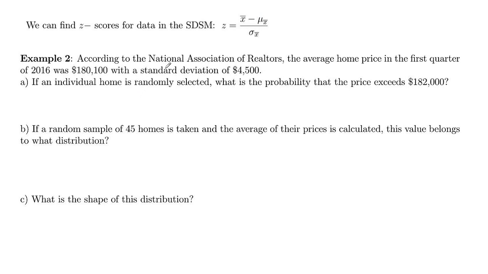According to the National Association of Realtors, average home price in the first quarter of 2016 was $180,100. Standard deviation was $4,500. So if an individual home is randomly selected, what is the probability the price exceeds $182,000? They are asking here, what is the probability that X, an individual home price, is greater than $182,000.